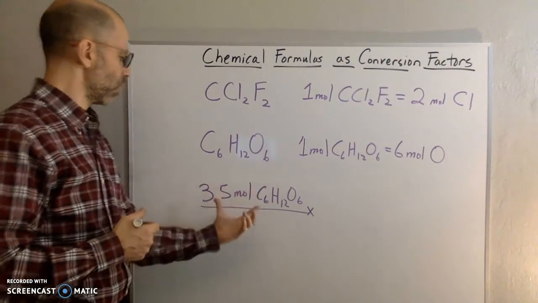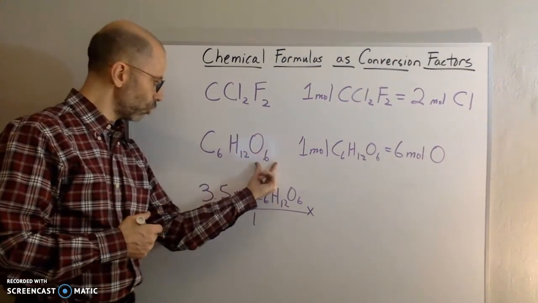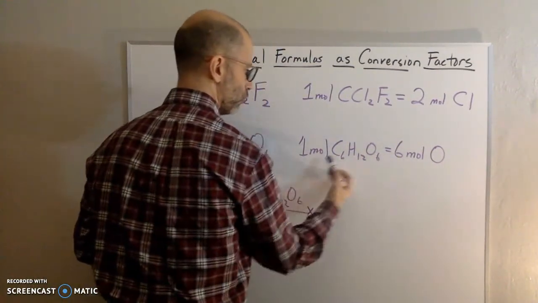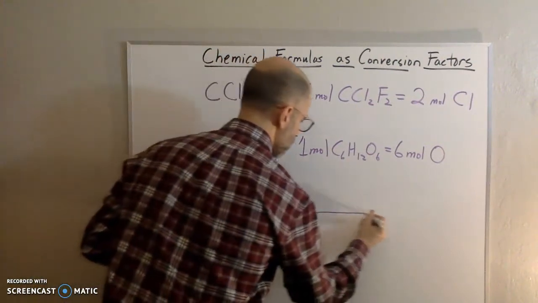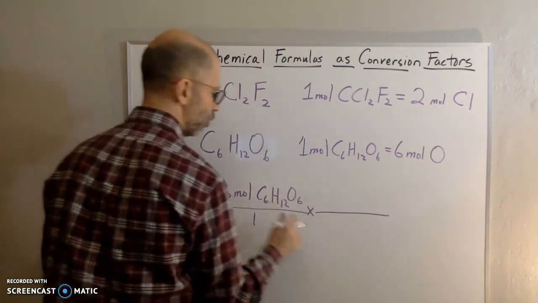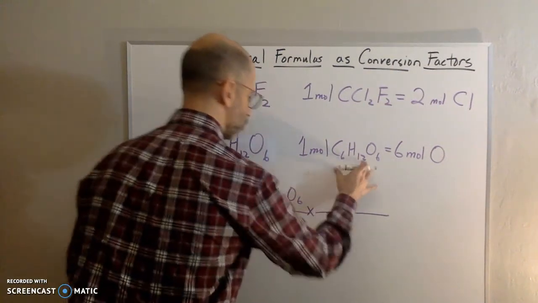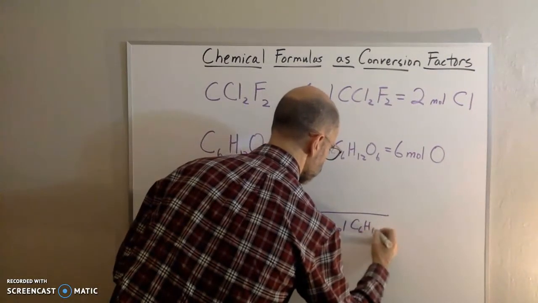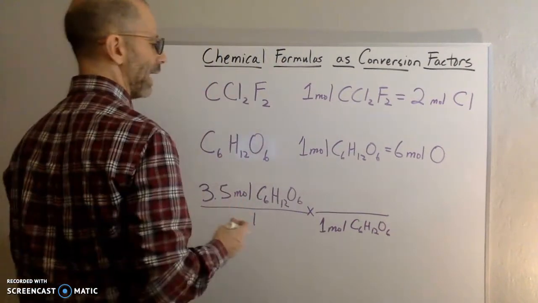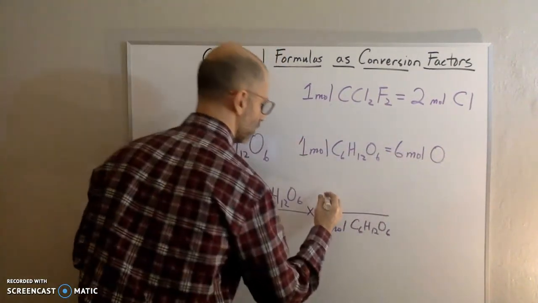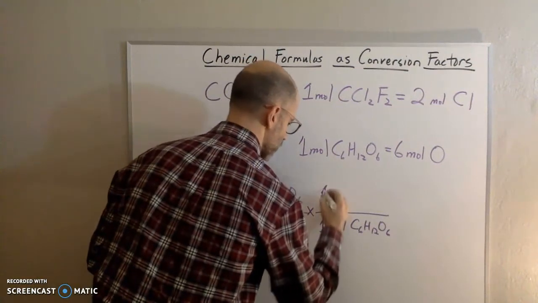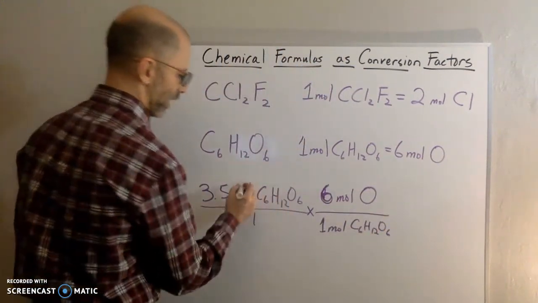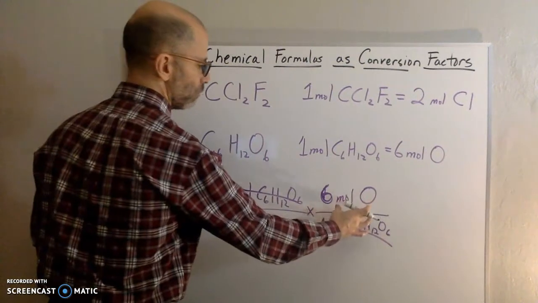So in this case, I want to go from moles of the whole to moles of the part in oxygen. So now I can use this ratio of 1 to 6 to convert. So I have moles of the glucose on the top, so I want moles of glucose on the bottom. So I have 1 mole of glucose, C6H12O6, and I have 6 moles of oxygen atoms. So I'm going to put 6 moles of oxygen. Okay, so now the moles of glucose cancel out. I have moles of oxygen.